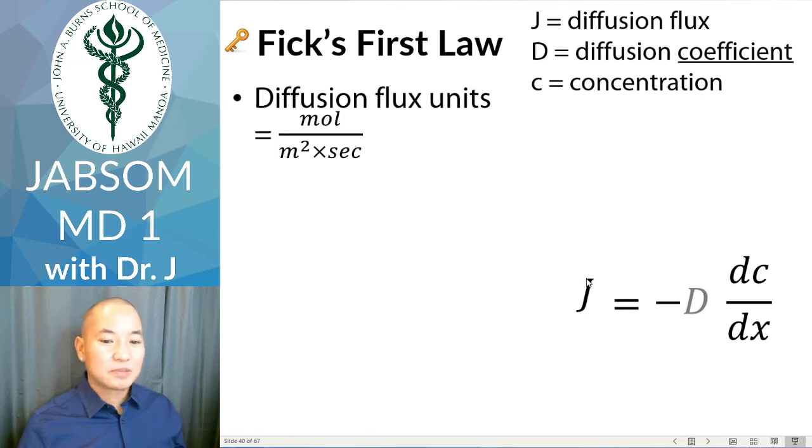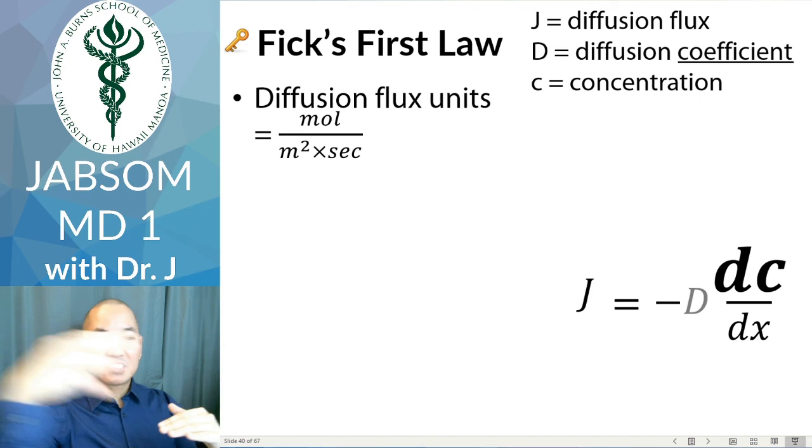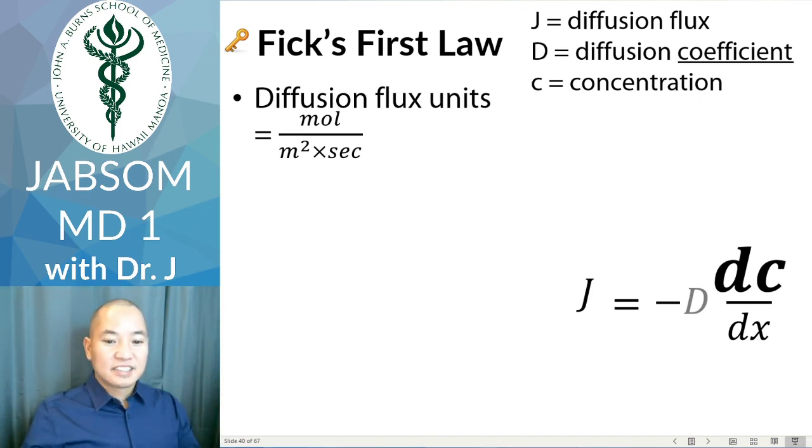Now, what happens when we have a big difference in concentration? If you have a big difference in concentration, this numerator gets bigger. Therefore, diffusion flux also gets bigger as well. So that means when you have a big difference in concentration, you have a faster rate of diffusion flux just by having that big difference in concentration.